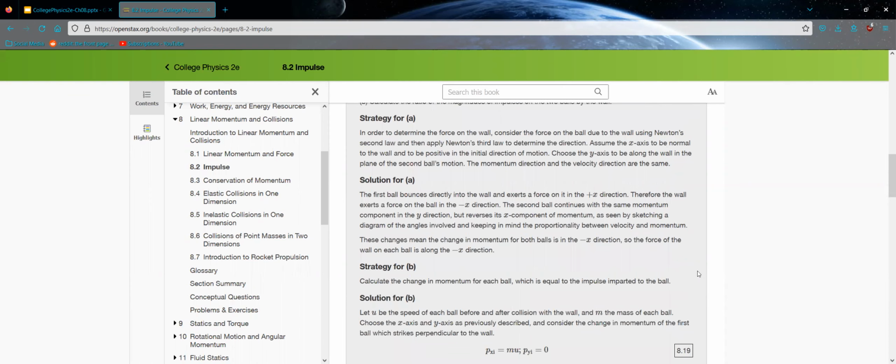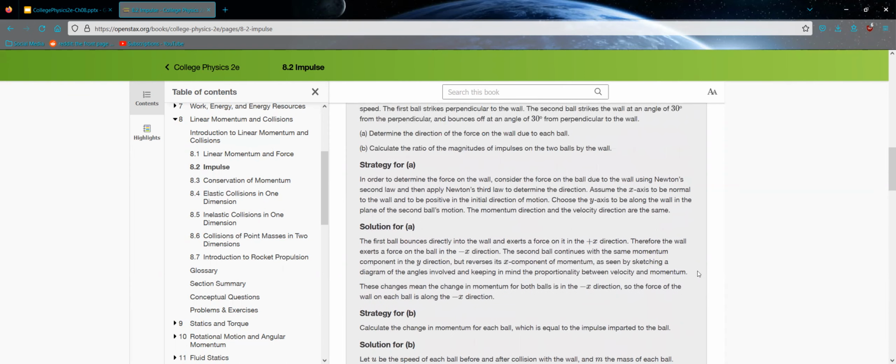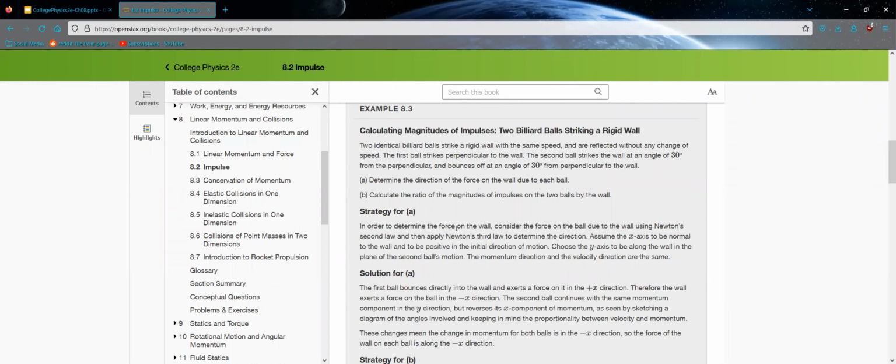So how do we do this? Well, to solve the first one, we need to first determine the force on the wall, and then consider the force of the ball due to said wall there. Well, how do we figure that out? Well, let's think about Newton's second and third laws of motion here. What is Newton's second law of motion? F equals ma. What is Newton's third law of motion? Equal and opposite forces, right?